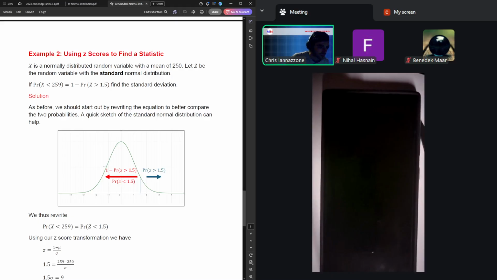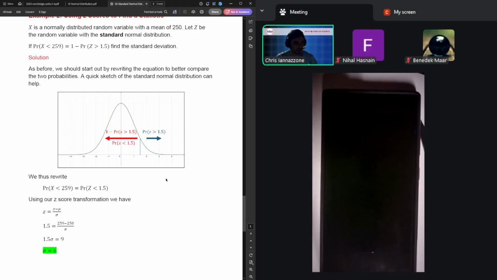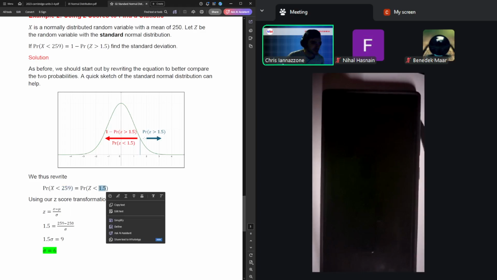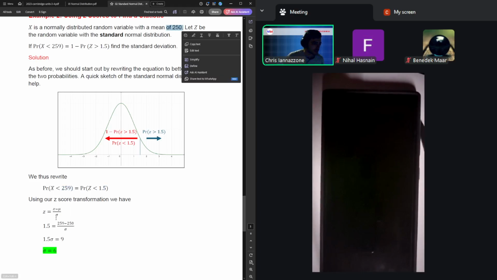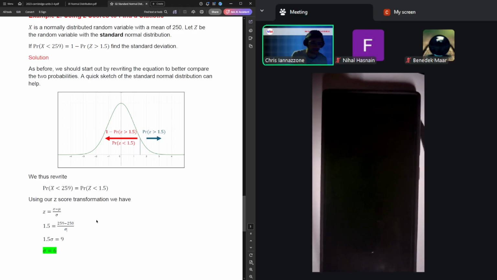Alternatively, another way of now simplifying this is to say, okay, well, that's just saying z less than 1.5. I don't need this 1 minus greater than, I can just do a less than. Now they are directly comparable because the inequalities are pointing in the same direction. We have an x value, we have a z value, we have the mean. Plug in the x, z, and mean in the right spots, and you'll find that only one variable is left in your equation, which you can then solve for.